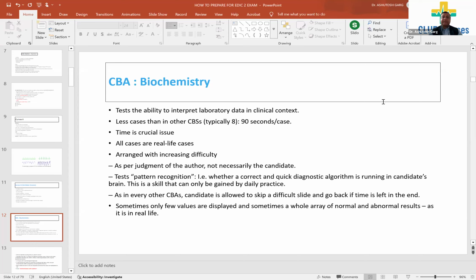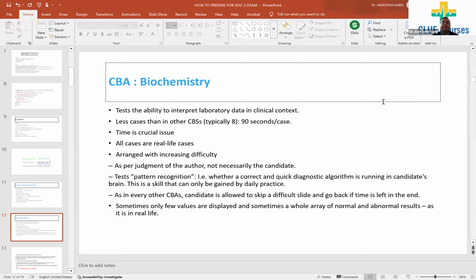As in every other clinical computer-based assessment, the candidate is allowed to skip a difficult slide and go back if time is left. I have already told you that if you find a very difficult question in between, don't waste too much time on that particular question. Skip that slide and go to the next one. In the last, if you have enough time to go back to that slide, you can do that. But this is not possible for the CCS part, the clinical case scenario, but this is possible for the CBA part.